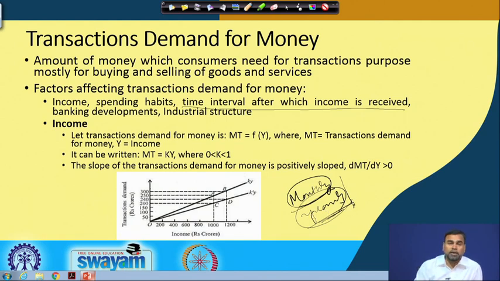In terms of income, if every month you are going to earn, then that also affects your transactions demand for money. If your earning is frequent, or your income is received at frequent intervals, then that also affects your spending habit as well as your transactions demand for money. Another reason for the transactions demand for money is banking developments.